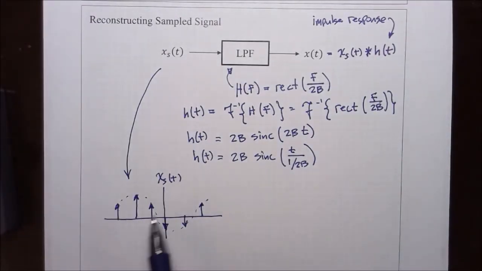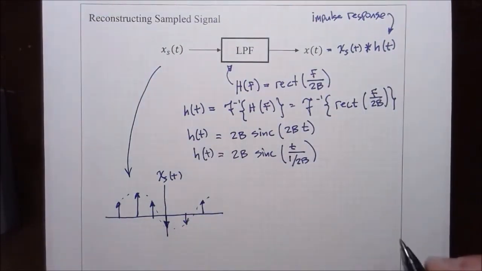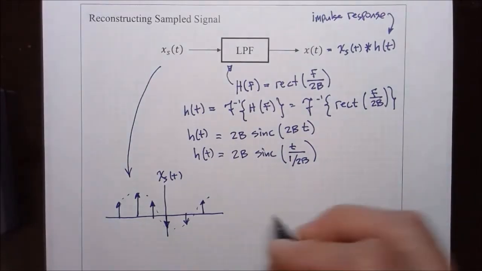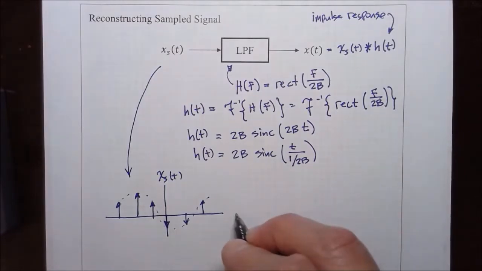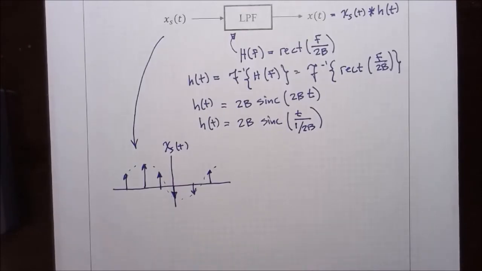string of weighted delta functions, each convolved with this impulse response. Let's see what that would look like. Let me draw it down here. This is, again, the time function. We have, let's see, I'm trying to get a scale that looks somewhat regular.